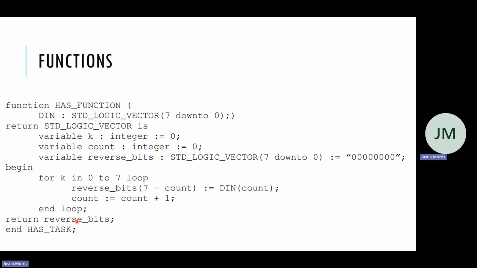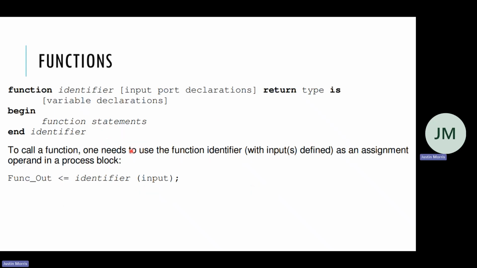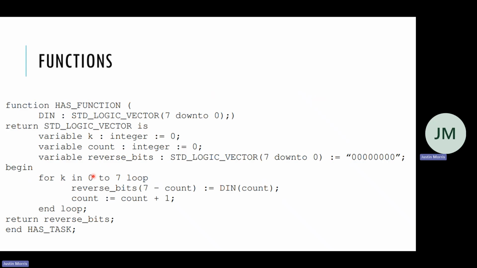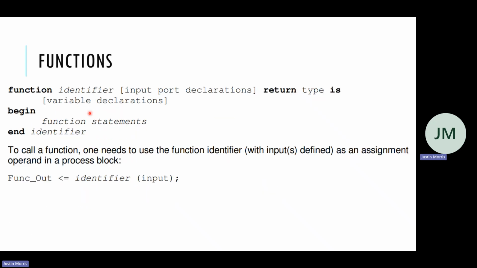So if you wanted to make this function have a more meaningful name, you could call it maybe reverse. Right? And then if you wanted to call the function, it would be funct. Whatever you're assigning it to, it needs to match the expected 8 bits. And the identifier in this case is has function, but maybe, like I said, reverse would be more appropriate. And then you have your input.